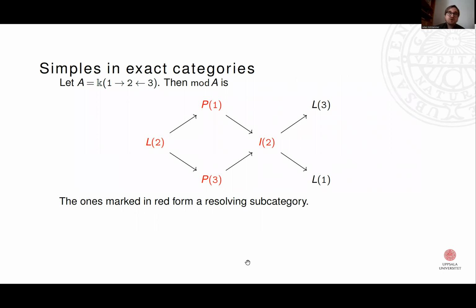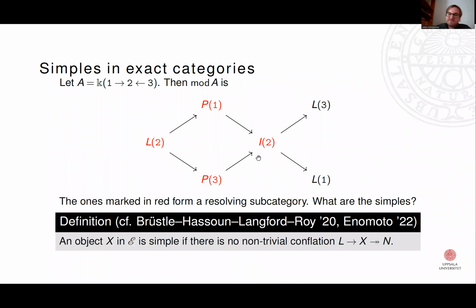Okay, now a more crucial point is the simples. And here's one example that appears, for example, in one of Enomoto's articles. If you take the path algebra of A3, now with the sink orientation, then you get the module category is this. And now you have a resolving subcategory, which is the additive closure of these four objects, right? The simple projective P2, the other two projectives, and this one injective. It's closed under extensions and closed under kernels of epimorphisms. Okay, now what are the simples of this category?